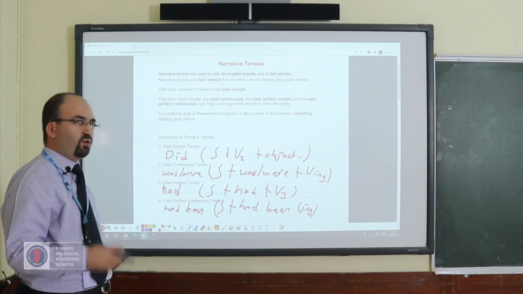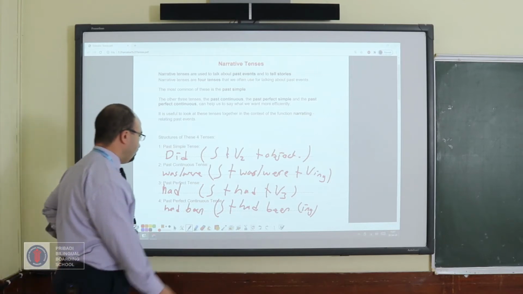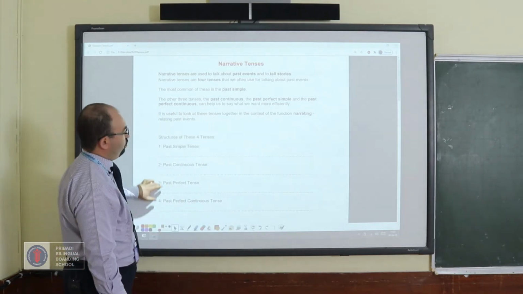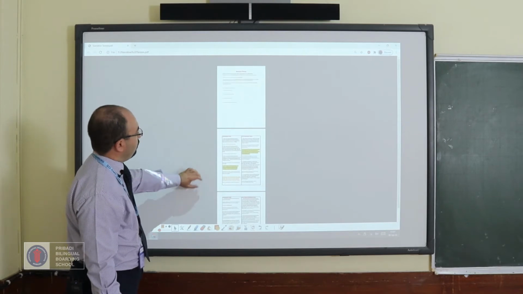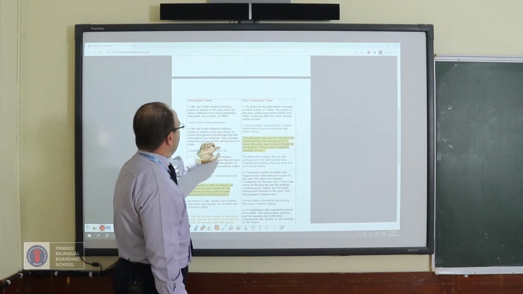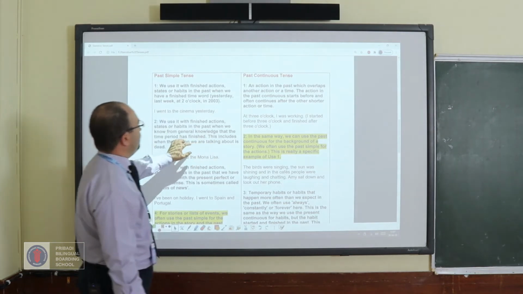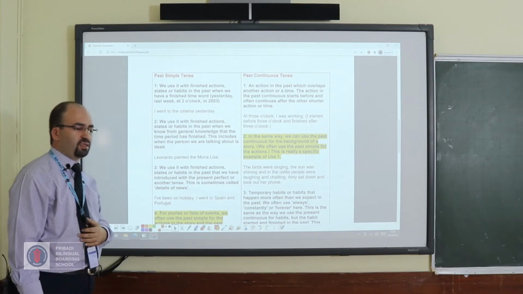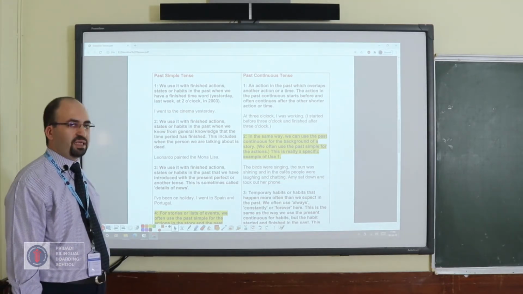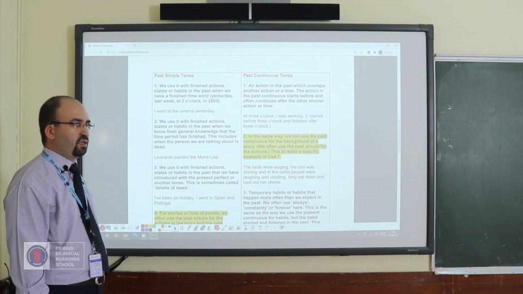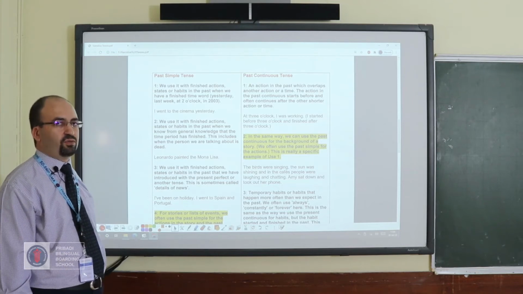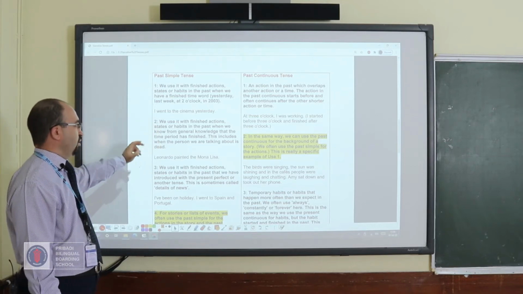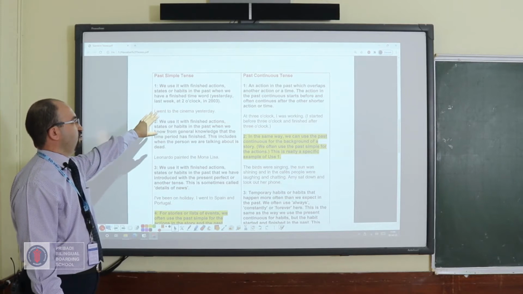Now we will move on to the usage of these tenses. First let me clear the page, then move downward. Okay. First, we are going to compare past simple and past continuous tense. Past simple is used for events that are totally finished, but we are not focusing on the duration of that event. For example, I went to the cinema yesterday. This is completely finished.